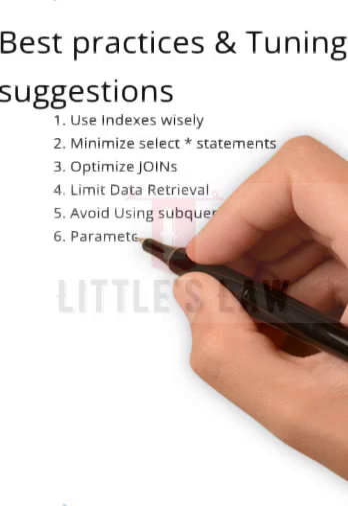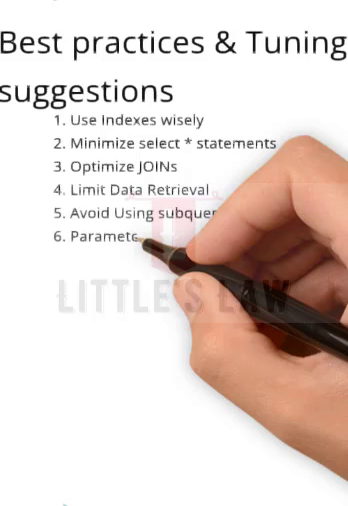And then next comes the limiting of data retrieval. By using the limit or top clause to retrieve only a specific number of rows if we don't need all the results, this can significantly reduce the query execution time, especially when dealing with large data sets.